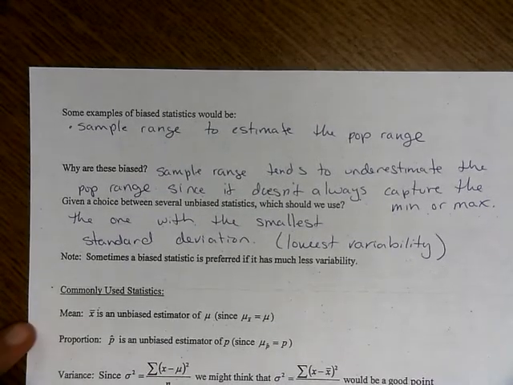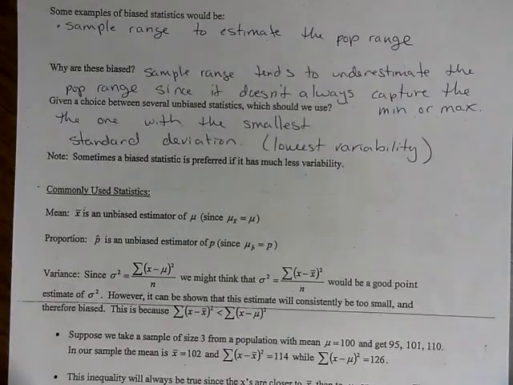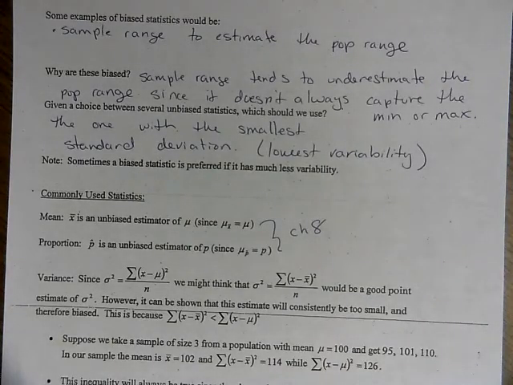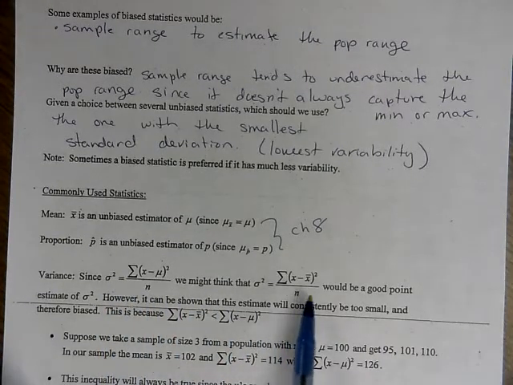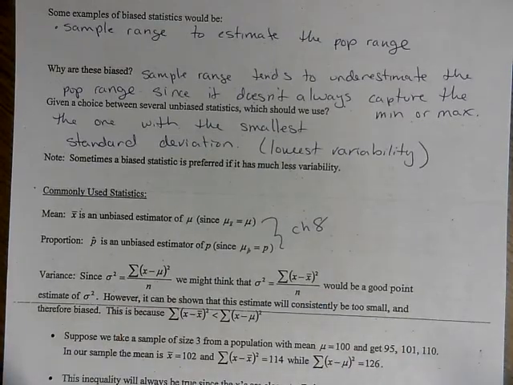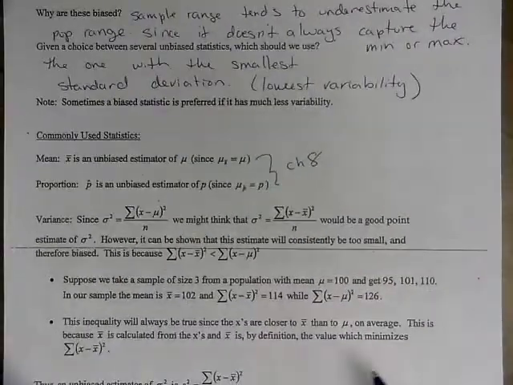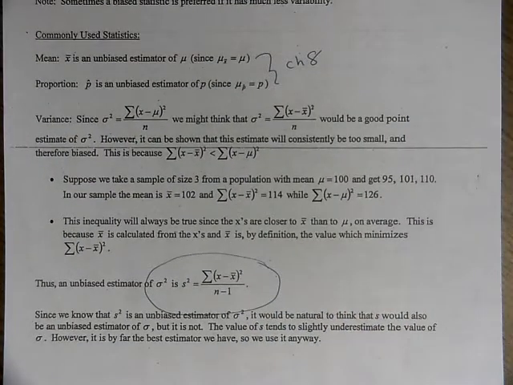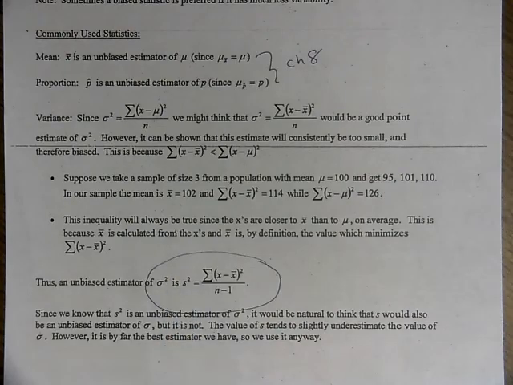So, commonly used statistics, kind of what I wrote before. X bar is an unbiased statistic for mu. This is from Chapter 8. P hat is used to estimate P. For variance, since variance is squared, we might think that you may just be able to put in X bar for mu, but that's not really how it works. So this is kind of what we use: the sample standard deviation. You'll see once we get going that you want to use S squared instead of sigma squared.